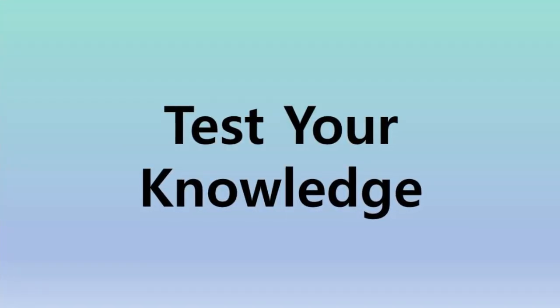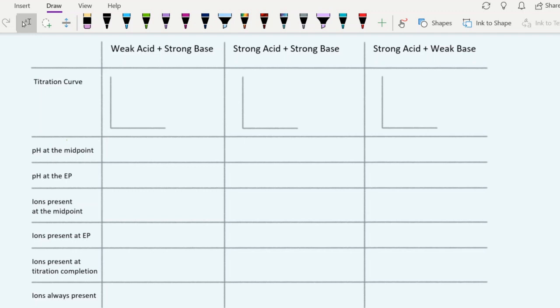Alright, now that you're a titrations pro, let's see what you've learned. We're going to complete this chart to review what we've talked about. For the strong acid and strong base column, assume that we are titrating an unknown concentration of strong base with a strong acid. Okay, pause this video and see how much you can fill out.